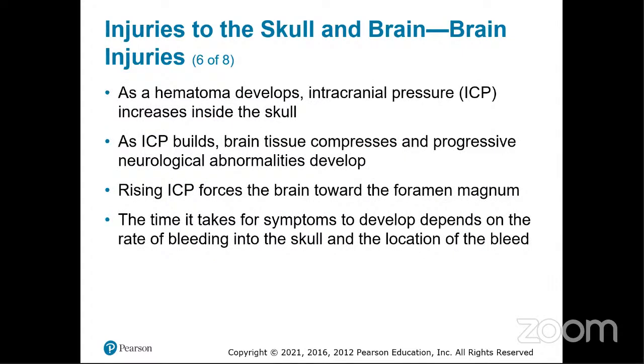As the hematoma develops, the ICP, or intracranial pressure, increases inside the skull. And the more it compresses and progresses, then we start to see neurological abnormalities develop. It causes the brain to kind of push through that small opening in the bottom. And it's big, obviously, the foramen magnum is large.